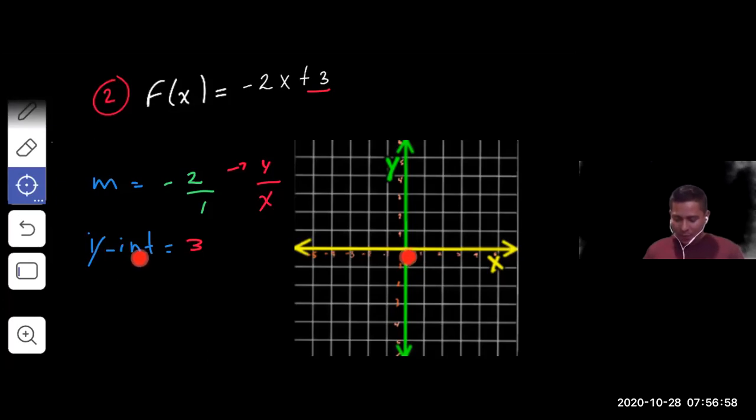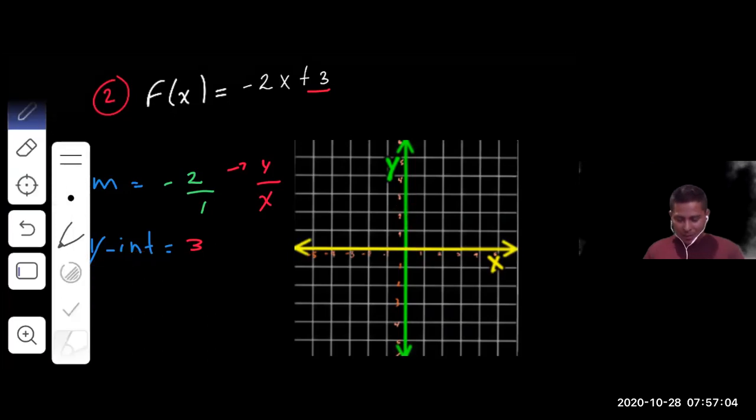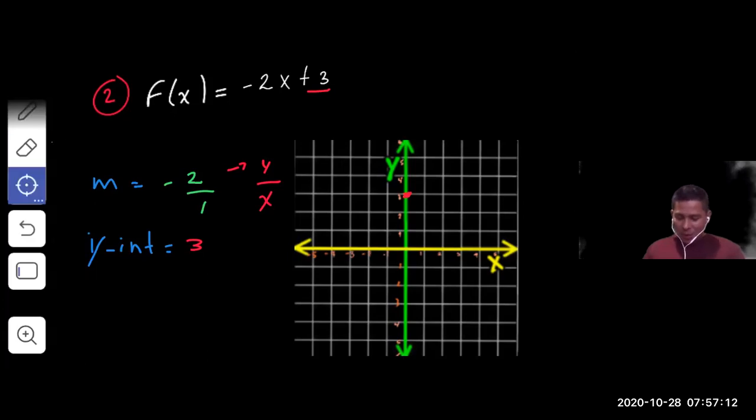Y-intercept. Let's look for y equals 3. Exactly here. I'm going to make my point here. This is y equals 3. This is where the graph is going to cross. And now the slope, guys, from this point I need to move. This is going to be my starting point. I'm going to move 2 units negative, that means down. 1 unit down, 2 units down. Excellent. And how many units next? 1. Just 1. And here is going to be my next point.